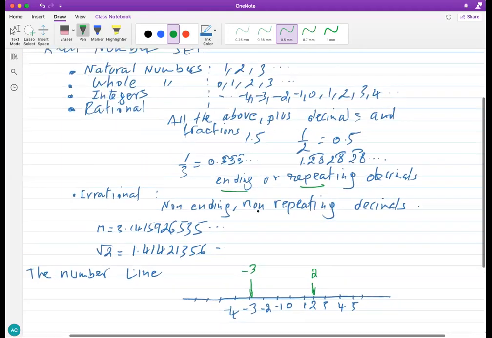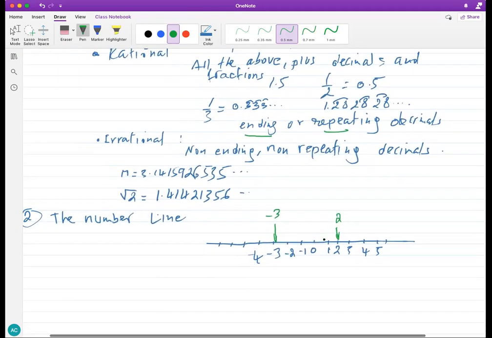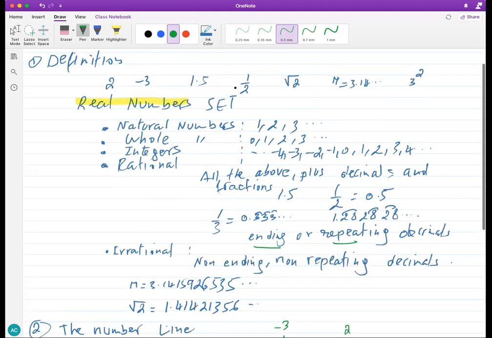Then we have 1.5. So where would you put 1.5 on this number line? Between what numbers? You said where would we put 1.5, the decimal? Where exactly do we find this on the number line? Between 1 and 2. Exactly. Between 1 and 2. It's 1.5. So we can do it like this. So 1.5.